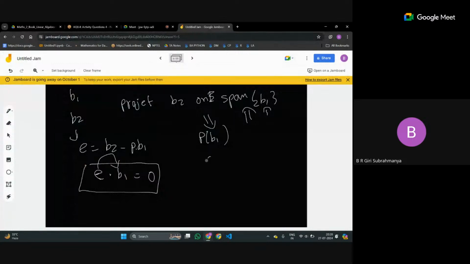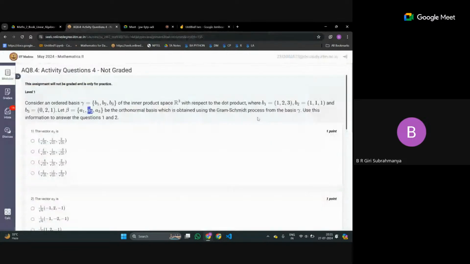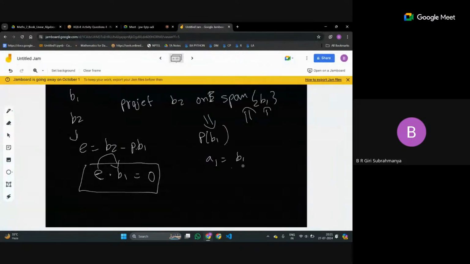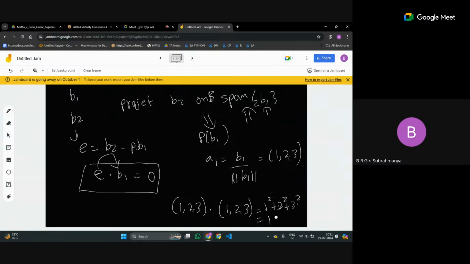So what is your first vector? It's going to be 1, 2, 3 divided by its norm, right? The first vector will be b1 divided by its norm. So b1 is 1, 2, 3. For the norm, you have to take the dot product with itself. So 1 square plus 2 square plus 3 square. 3 square is 9, 2 square is 4, and 1 square is 1. So 1 plus 4 is 5, 5 plus 9 is 14. And we have to take square root to get the norm, the length.